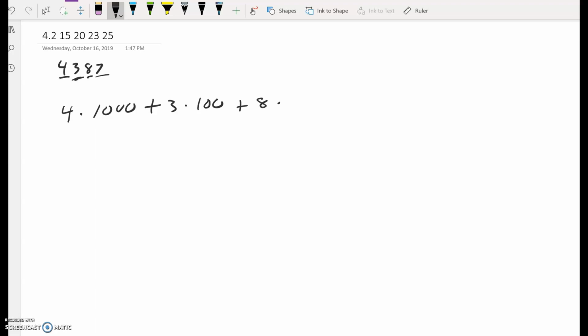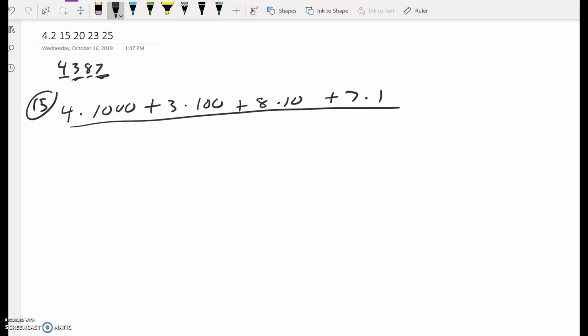And this is plus 8 times 10. And this is plus 7 times 1. Now multiplying by 1 doesn't change anything, so some people put plus 7. 7 times 1 will be helpful for us when we're getting to different kinds of bases in the modern world. So this problem number 15, I suppose I ought to number it, has this for an answer.